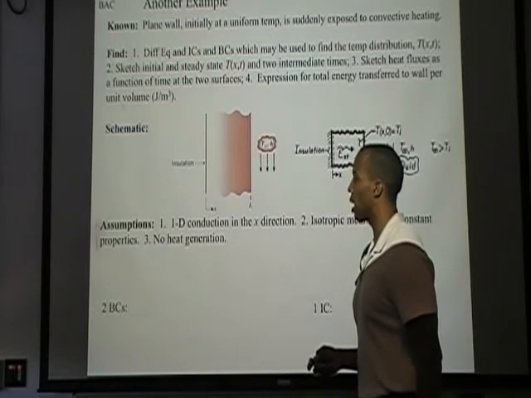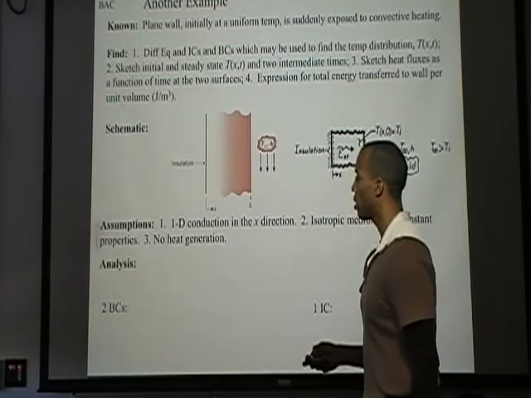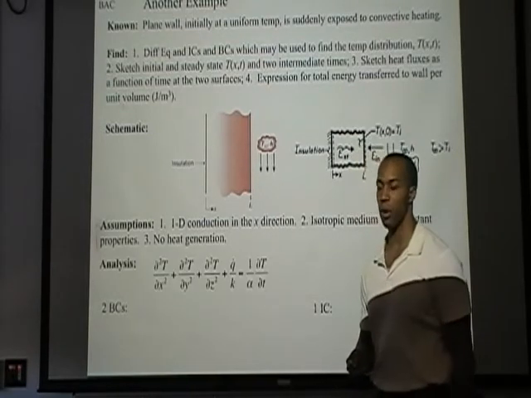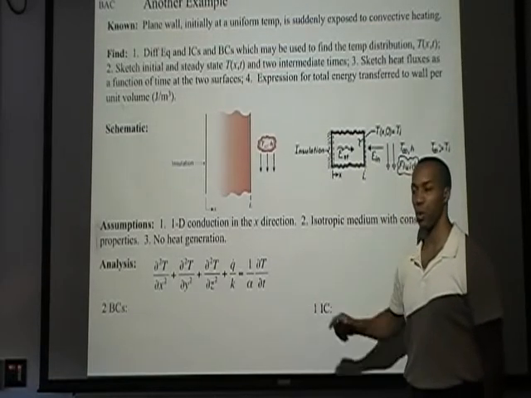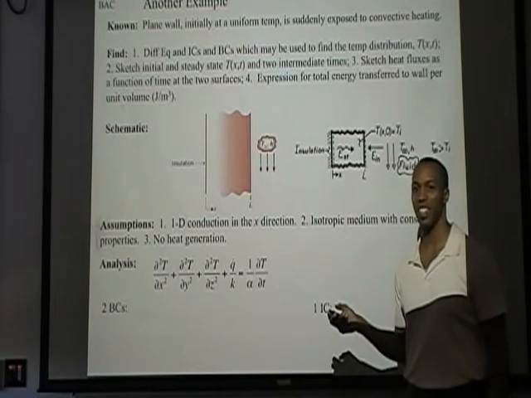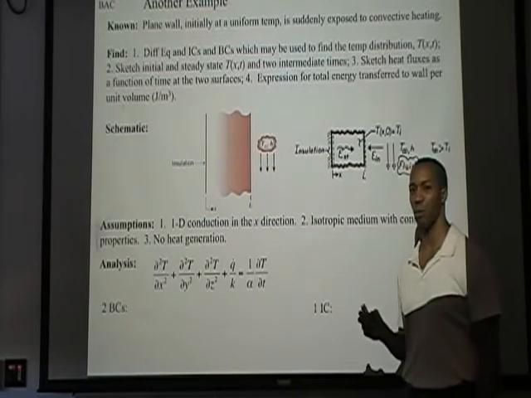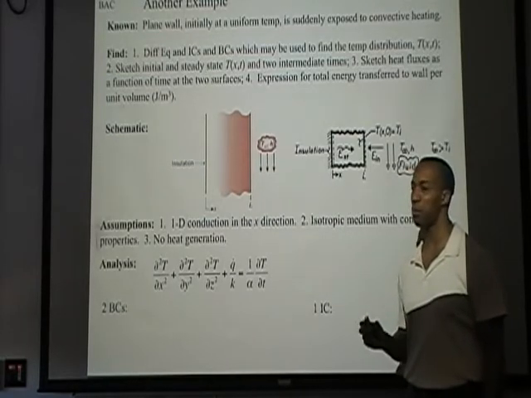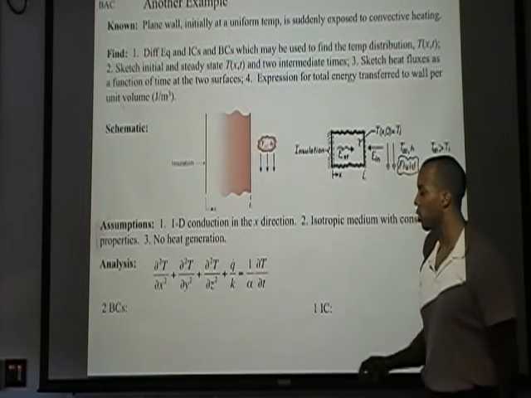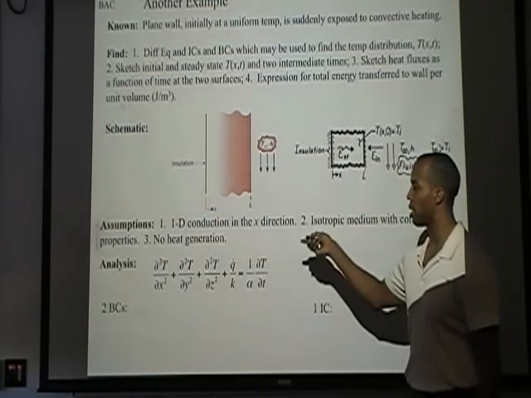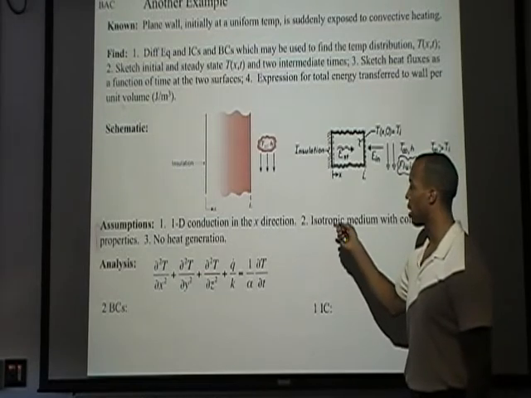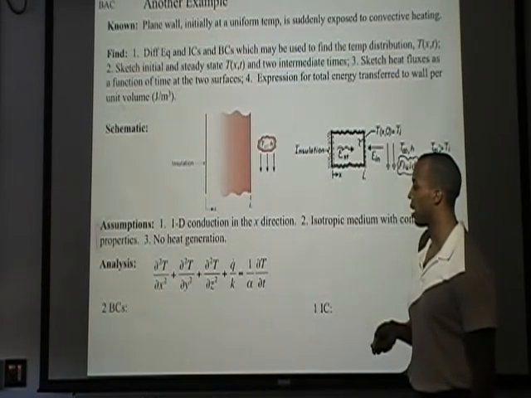So what does that look like? Well, here's our general heat equation. In units, K per meter squared. And I always talk about units. I talk about them because they're important. I think they help you solve a problem if you keep track of them. So this is K per meter squared. And we have our assumptions: 1D, isotropic, and no heat generation.